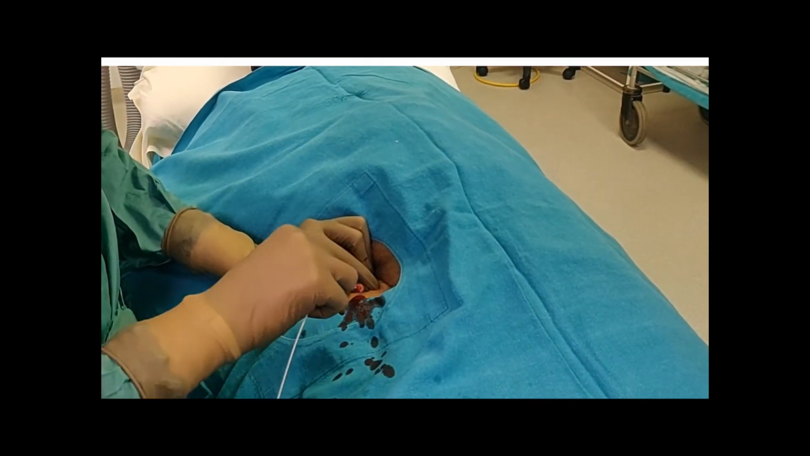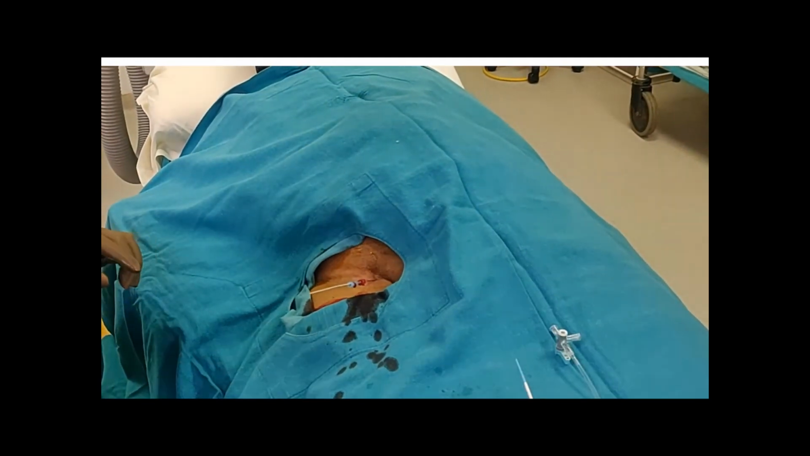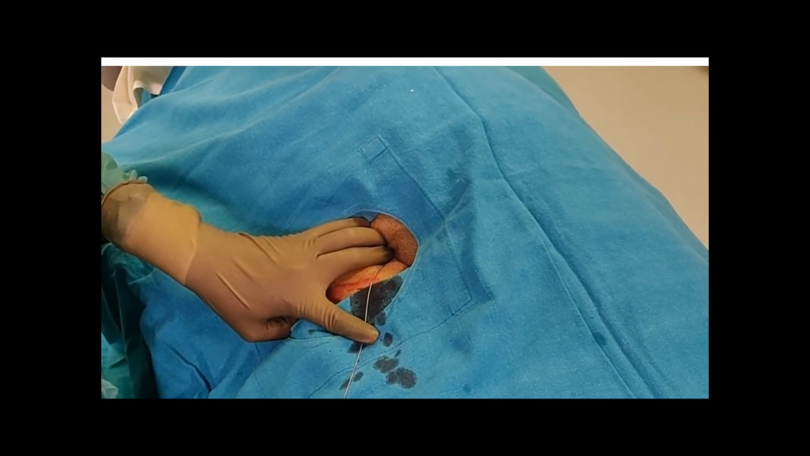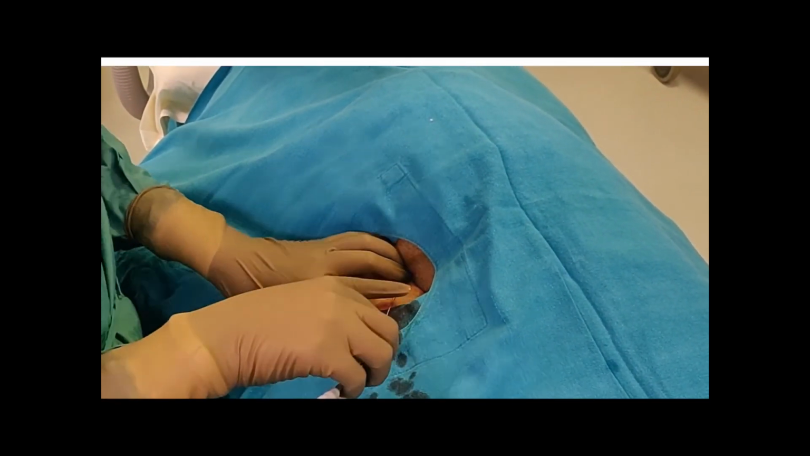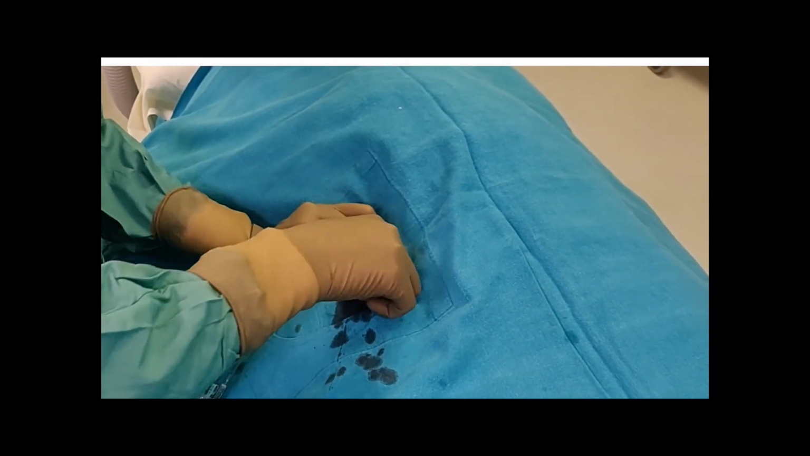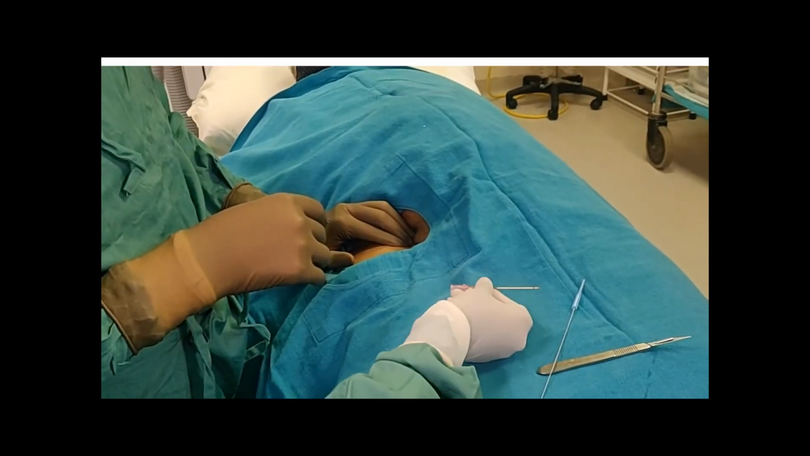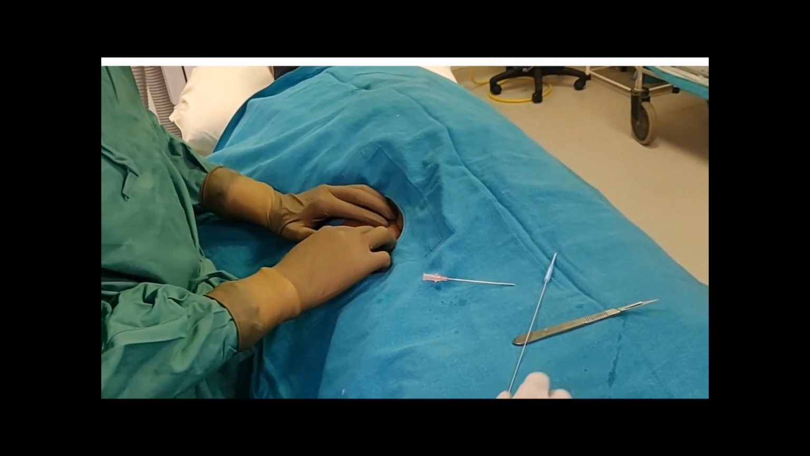And when you see this spurting of blood, that means that you are in the true lumen of the artery, and you then put in the guide wire, you remove the needle, and now we are taking a sheath with a dilator, and this completes our femoral access. And you should thoroughly flush it with heparinized saline.